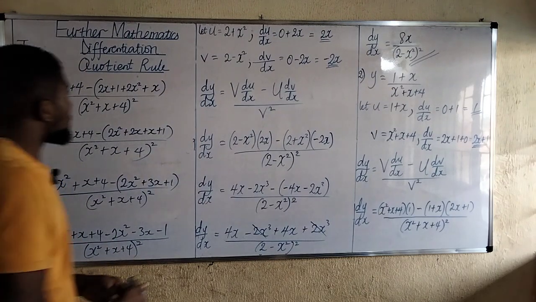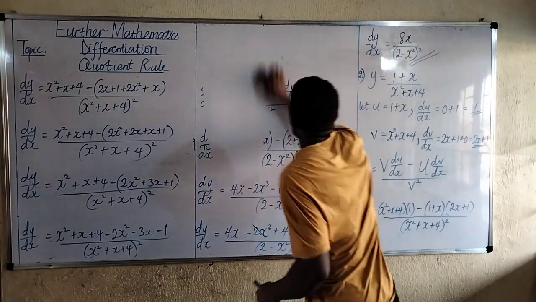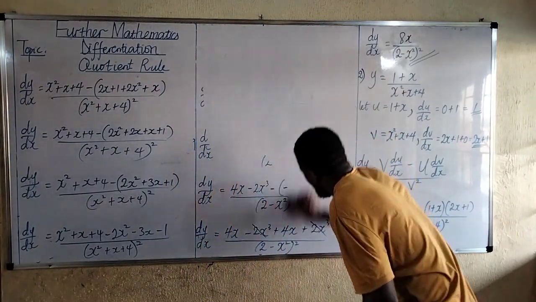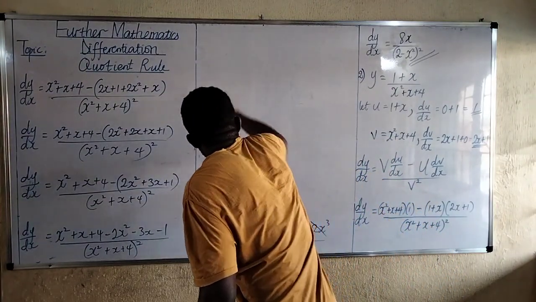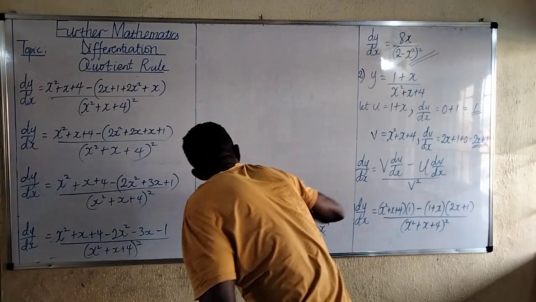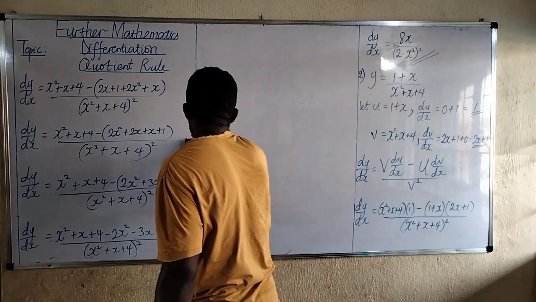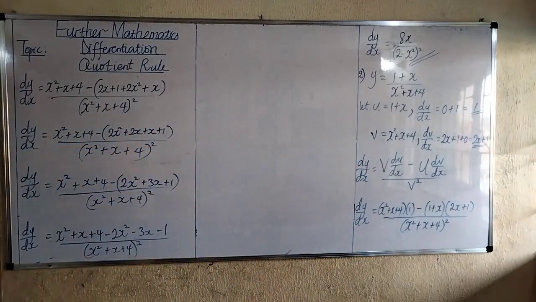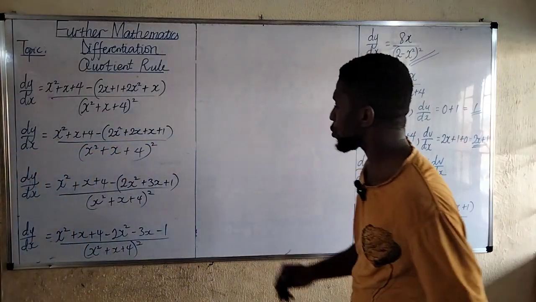I'm going to erase this part of the board and complete our solving here. Hope you are understanding what we're doing today. The topic is still differentiation, but we're using another method. This should be method number 5, called the quotient rule, and it is basically applied when we have division to do. Whenever we see division, we apply the quotient rule.